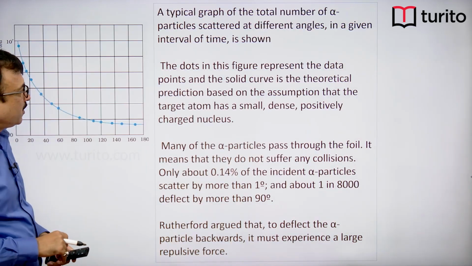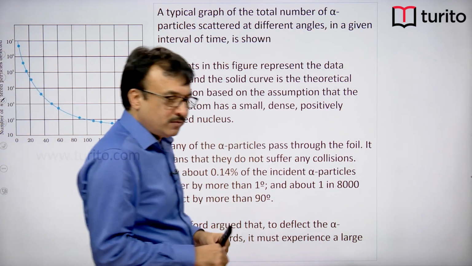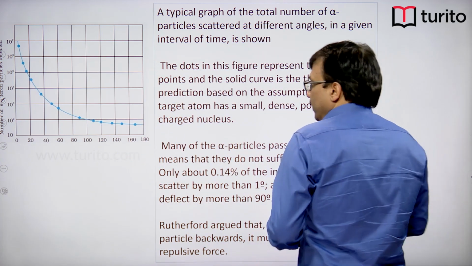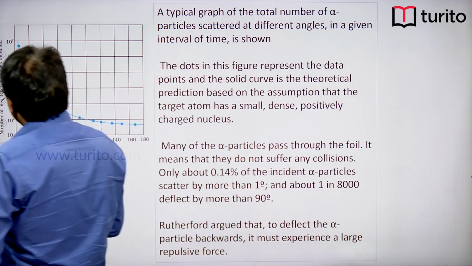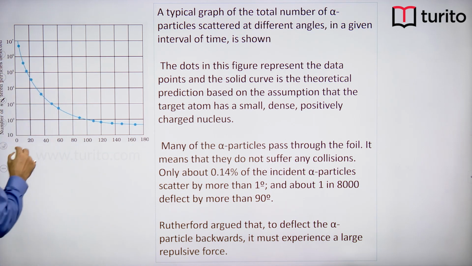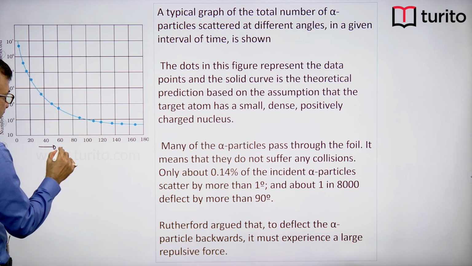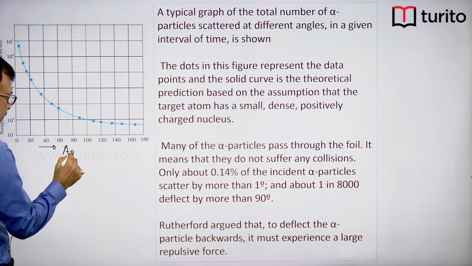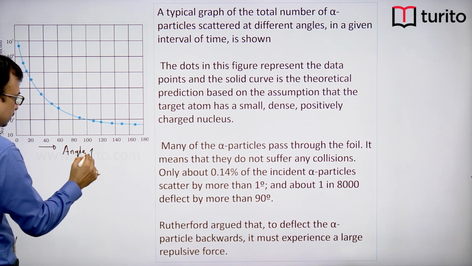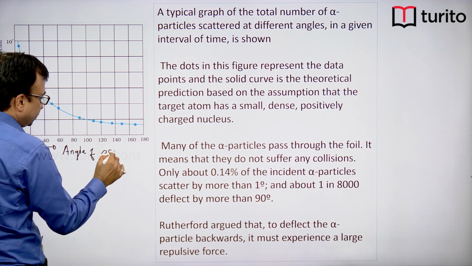Okay, this is the setup. Now move ahead. This is also another important thing. A graph is plotted between the number of scattered alpha particles and, on the x-axis, the angle of scattering.